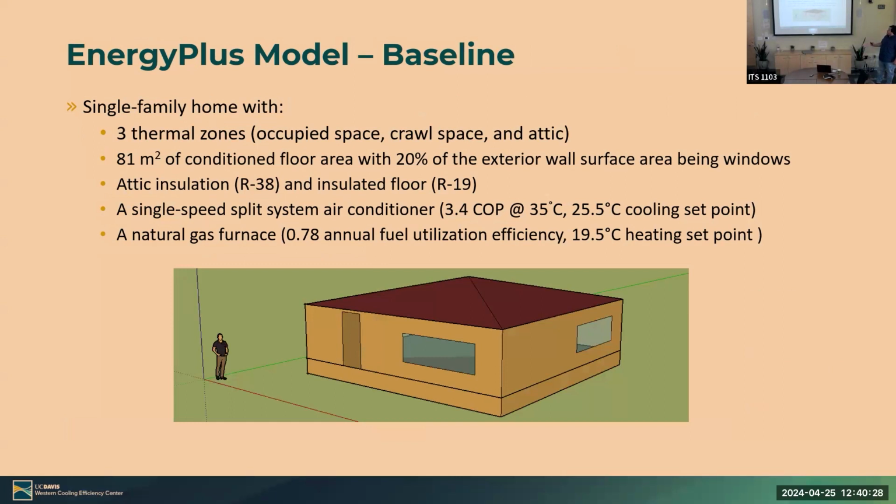We had an attic insulation of R38, insulated floor R19, a single speed split air conditioner of 3.4 COP at 35C, 25.5 degrees Celsius cooling set point, natural gas burns 0.78 fuel utilization efficiency, and 19.5 degree heating set point. And this is the mock-up that we have for the house. This is the exact way we modeled it in Energy Plus. That's what it looked like.